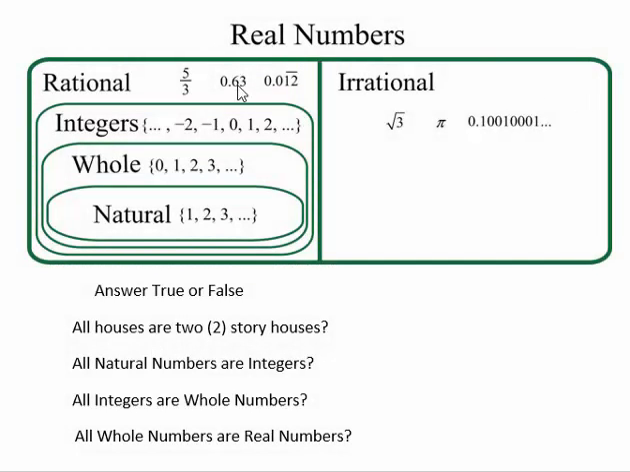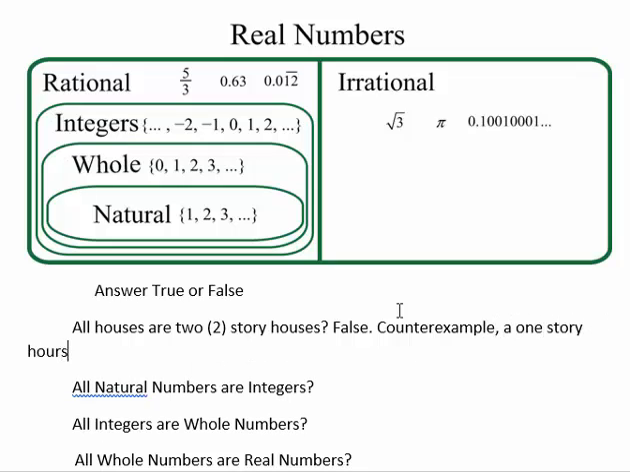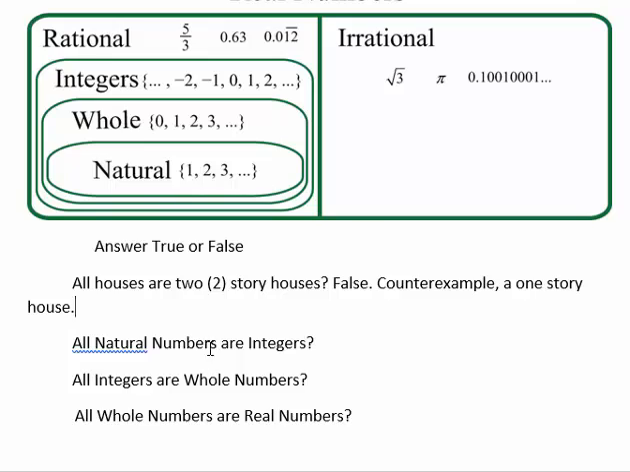We have another schematic here of our sets of numbers, and we're going to answer true or false to these statements. The first one I just put in there to give you an example. All houses are 2-story houses. Now clearly that's false. And we can prove it's false if we find one house that's a ranch house. That's called a counterexample. So we just need to find one thing that's not true, and therefore the statement is not true. A counterexample on that would be a 1-story house.